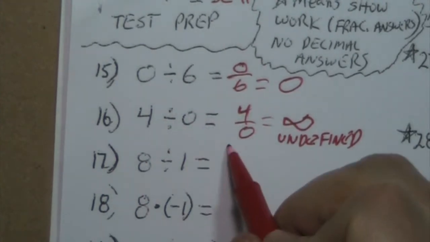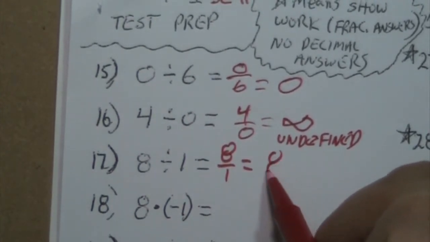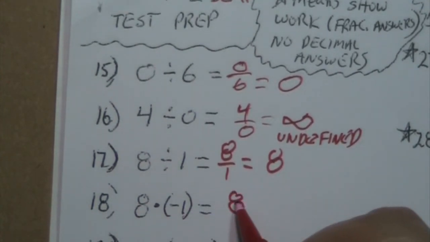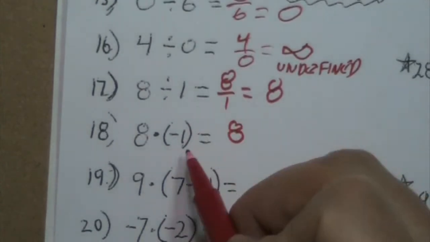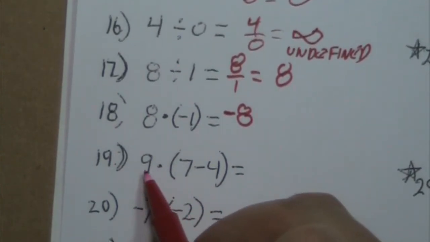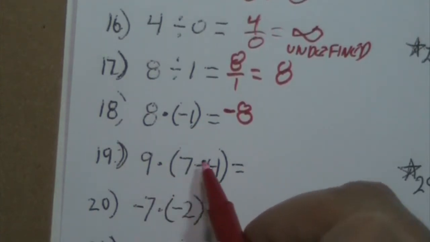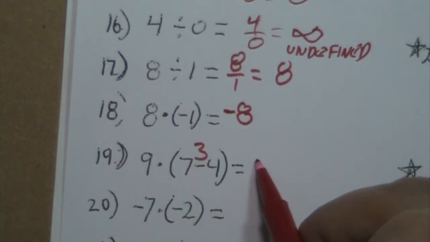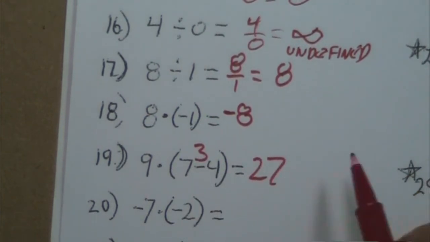Okay, 8 divided by 1. That's 8. 8 times negative 1. 8 times 1 is 8, and there's one negative, so it's negative 8. Next one, 9 times 7 minus 4 is 3. So this is 9 times 3. It's 27.